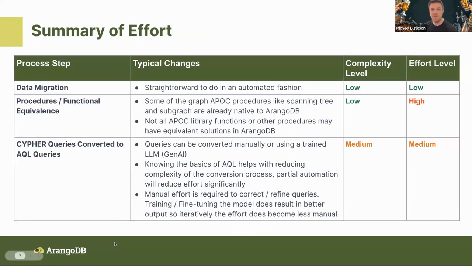So these are the complexity levels and the effort levels for the different steps. The data migration, that's the first part of the tool, which we'll show you in our demo in a couple of minutes. This is pretty straightforward. All you're doing is taking a dump out of Neo4j. Our tool will automatically convert it into different collections and edges and load that into ArangoDB. This is a very low touch process. There are a couple of decisions you'll need to make in order to decide how you're going to represent that data in ArangoDB. But complexity is low, effort level is low.